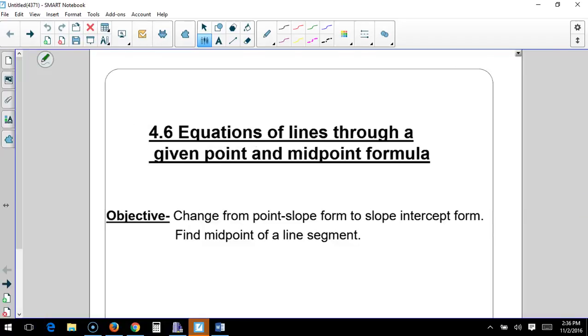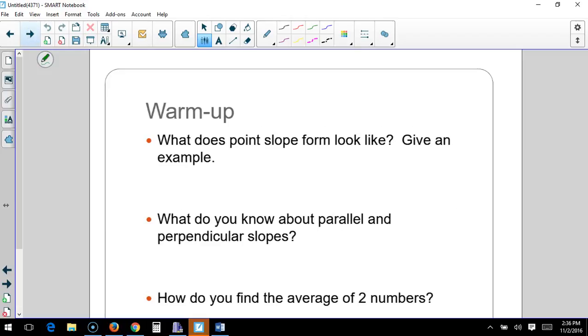4.6. Equation of line for a given point and the midpoint formula. We're going to change from point slope to slope-intercept form and find the midpoint of a line segment.